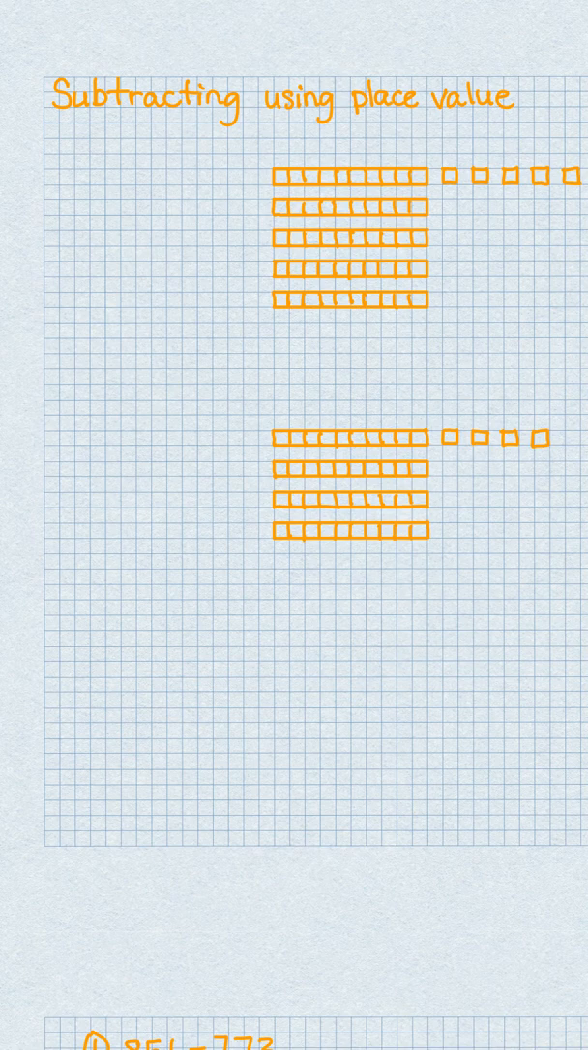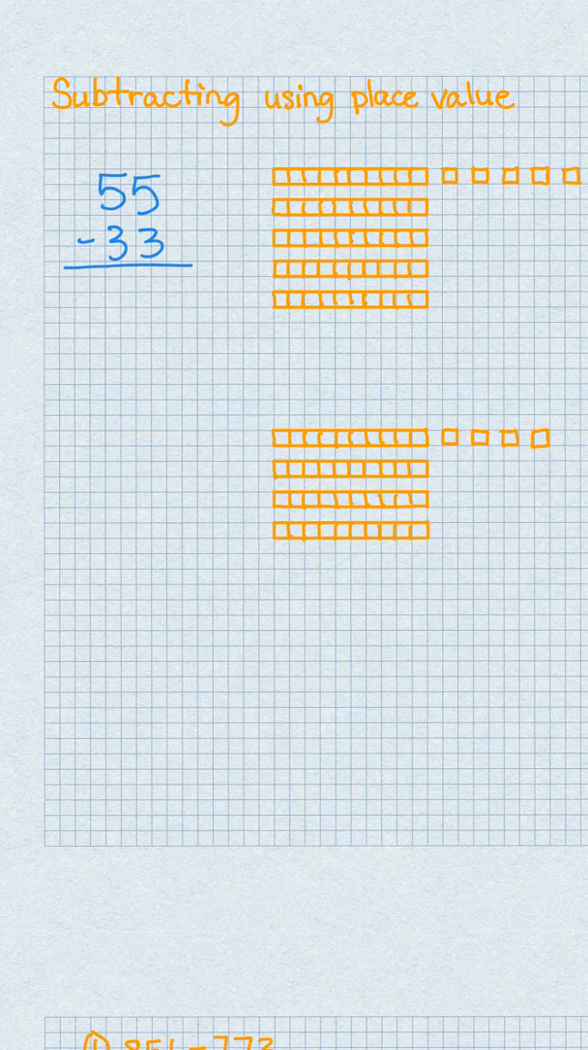Hi class. So today I want you to have a clear understanding of subtracting using place value. So we're going to start out with 55 subtract 33. So here is a visual.